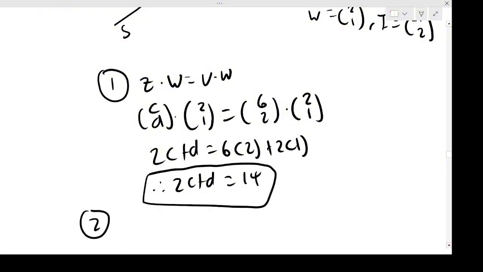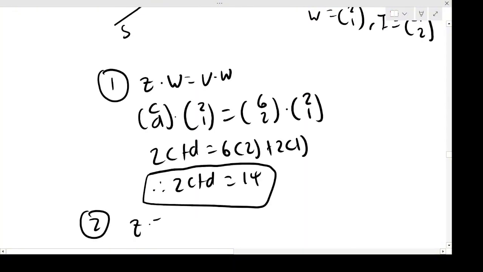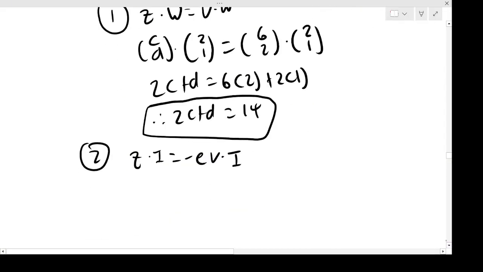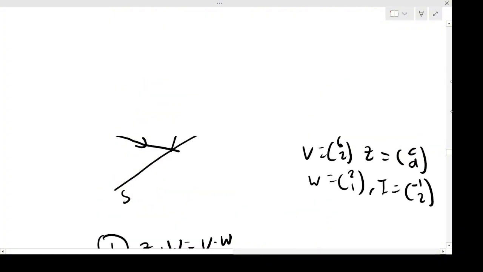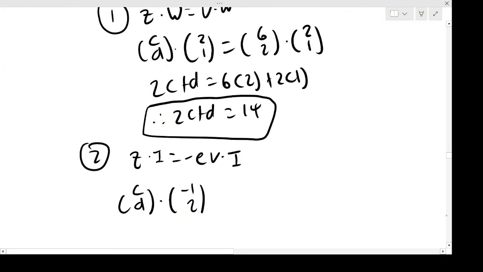Then if I use the second equation, that's going to be V dot I is minus E U dot I, but again that's going to be Z dot I is going to be minus E V dot I. Okay, so if I substitute my vectors in, that's going to be (C, D) for Z dotted with, what was it, (minus 1, 2) for I. Yep. Okay. That's going to be minus E.